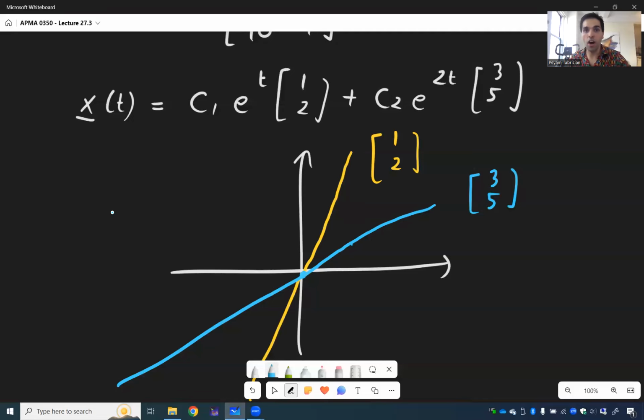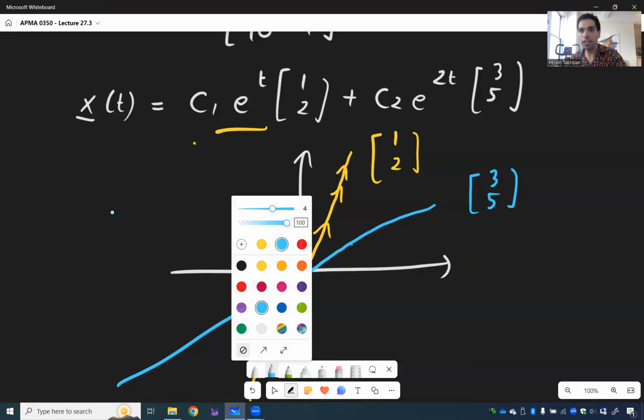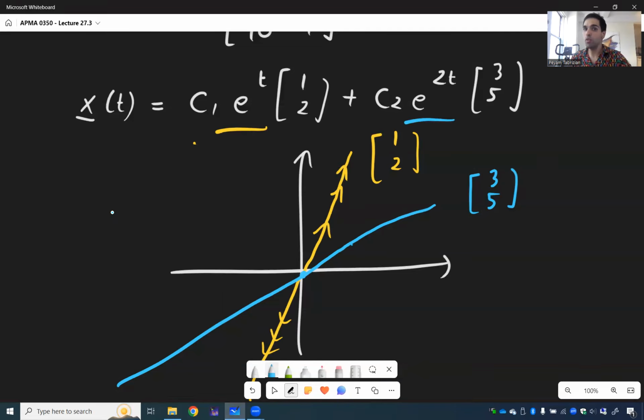And then what is going on? So once again, you look at each exponential term. So on the axis (1, 2), we have e^t, which blows up to infinity. So solutions move away from the origin. And on the axis (3, 5), we also have e^(2t), which moves away from the origin. So those arrows also go away from the origin. And the question is, what about in between?